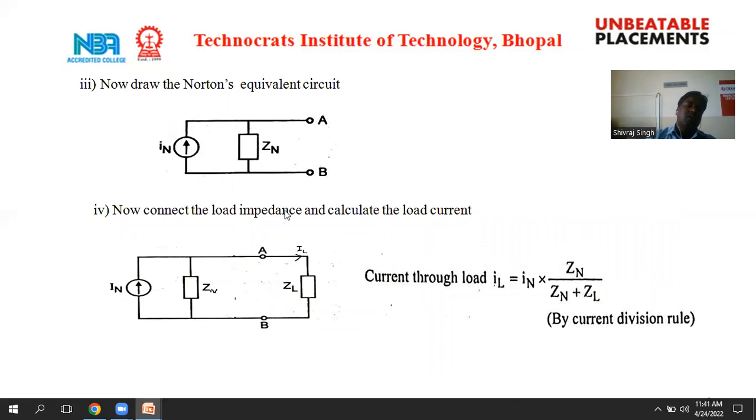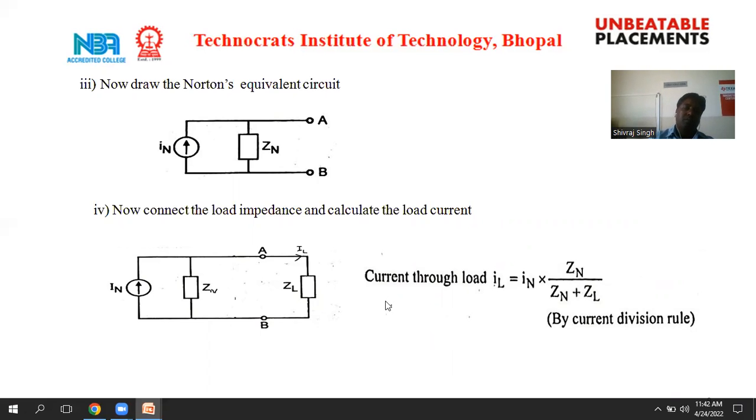At the last we can find out the load current. So here IN and ZN are the parallel combination, that is the Norton equivalent circuit, and across this, the load is connected at this point, and we can measure the load current. So according to this circuit, the load current is measured with the help of the current division rule.